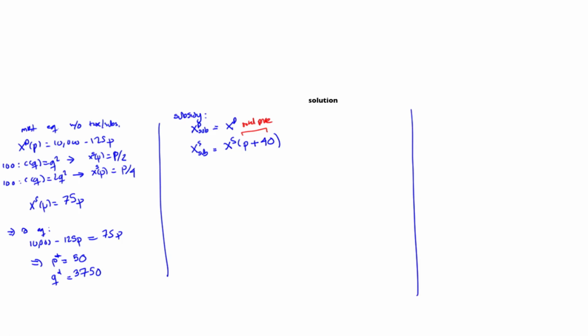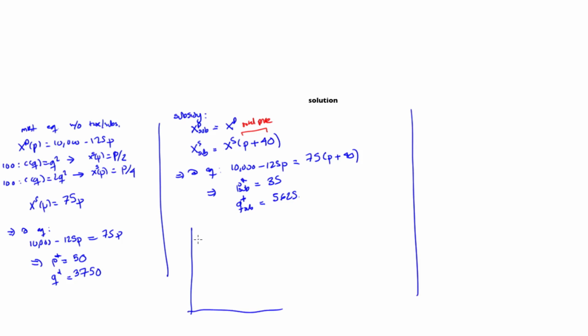That's why the supply curve shifts down. Now, this implies that in equilibrium, we're going to have that 10,000 minus 125p is equal to 75p plus 40. And if you solve this, this is going to imply that P star with subsidy is equal to 35 and Q star with subsidy is equal to 5,625.